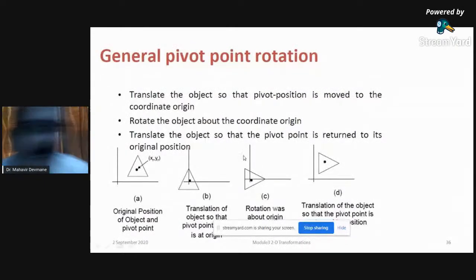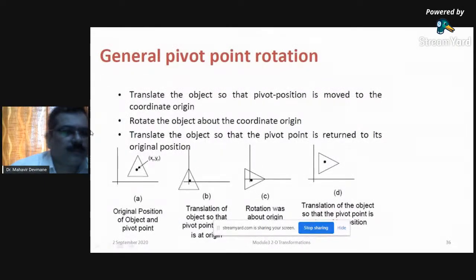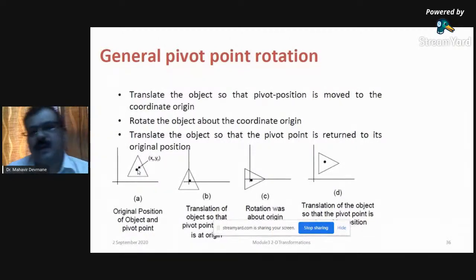So here is a diagram. So we have to apply some different mechanism to work with this. Okay, we have to apply some different kind of mechanism with this, where we have to take the help of translation.